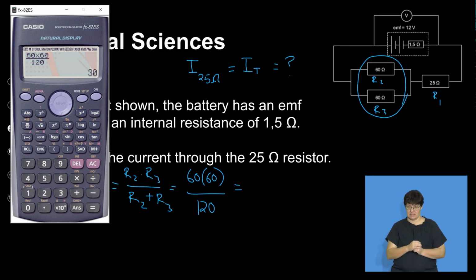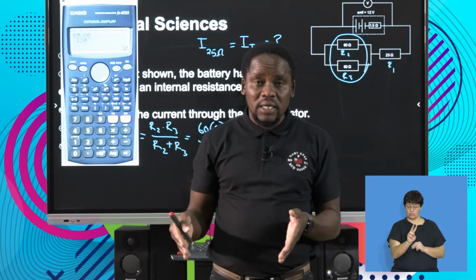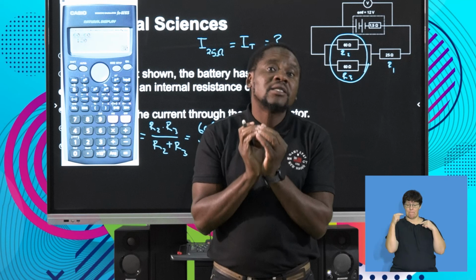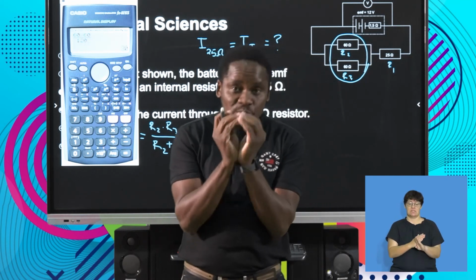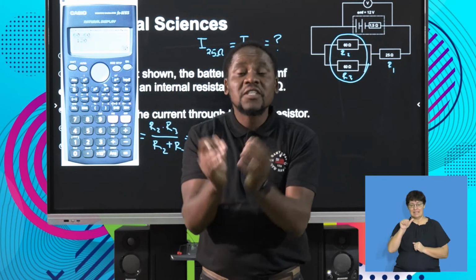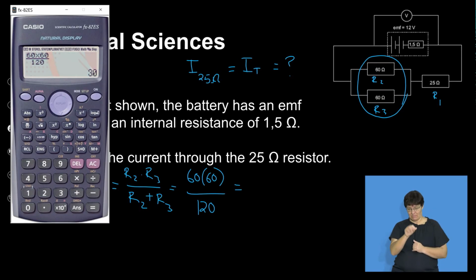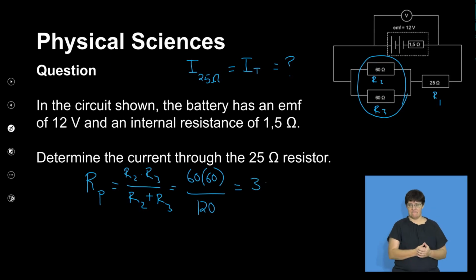There's something very interesting. When you have two resistors connected in parallel, their effective or combined resistance is actually less than the smallest resistor. The smallest resistor in this case is 60 ohms, so the effective resistance must be less than 60 ohms. Which is 30 in this case, actually half of that. So this is 30 ohms.